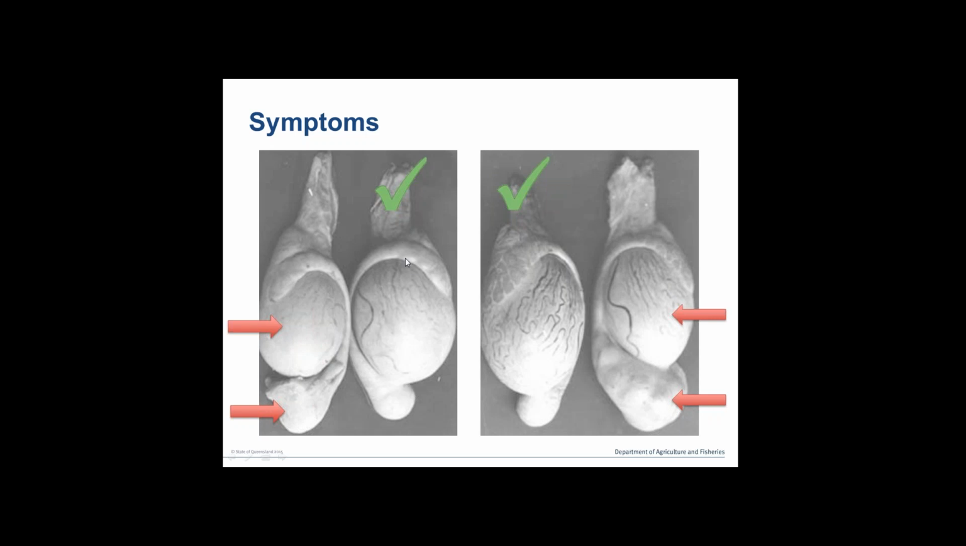So you can see in these pictures here, the green tick indicates the normal testicles. And you can see with the red arrows, in this picture you can see this testis is reduced in size compared to the normal one, and also the tail of the epididymis here is enlarged compared to the normal one, and the same goes for over here. Smaller testis, and an enlarged tail of the epididymis.